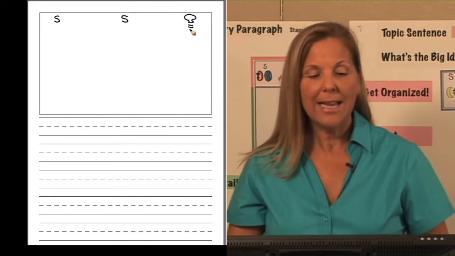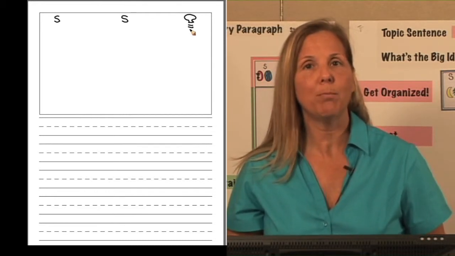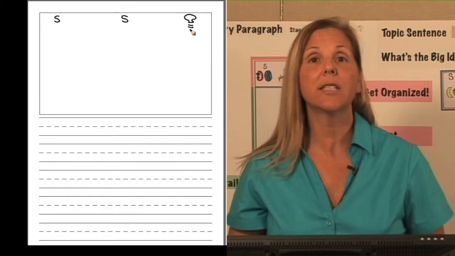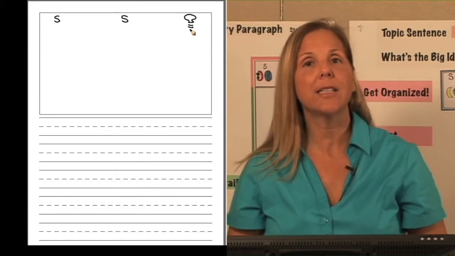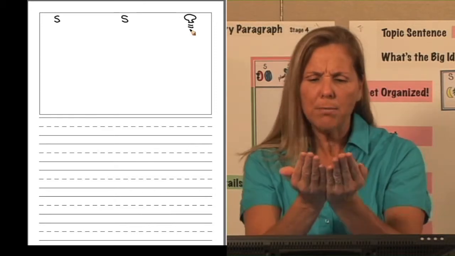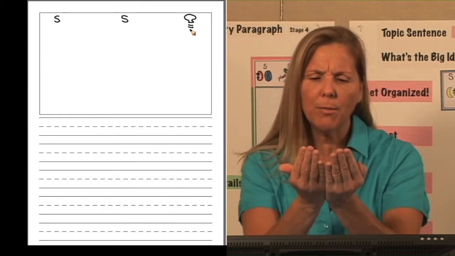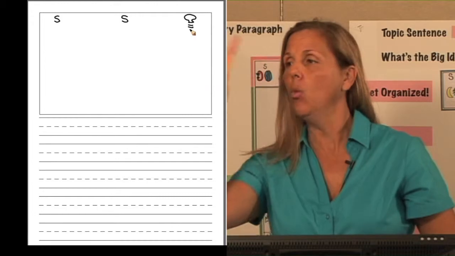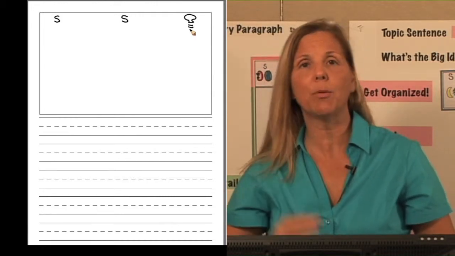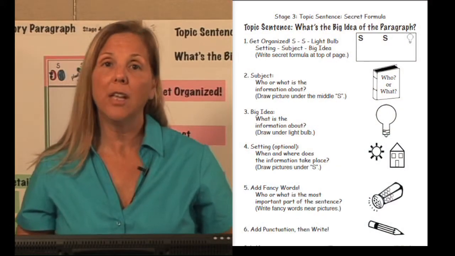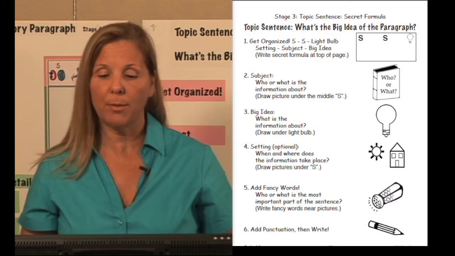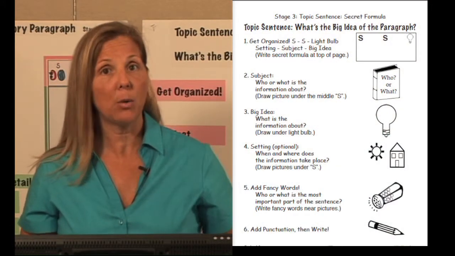So let's go back and let's say what SS light bulb means. The first S is setting. Setting tells us when and where or time and place. Second S is subject. Who or what is the information about? What's the light bulb? What's the big idea about the information? And who cares? Why is it so important? We're going to fill in on our organizer all that information. Let's find out which part we fill in first.